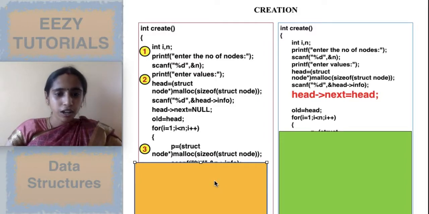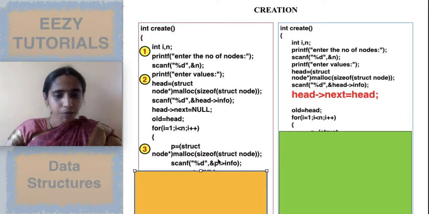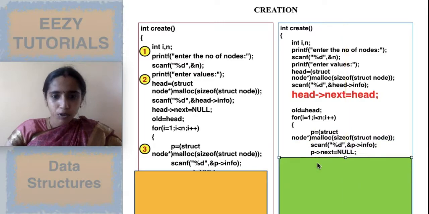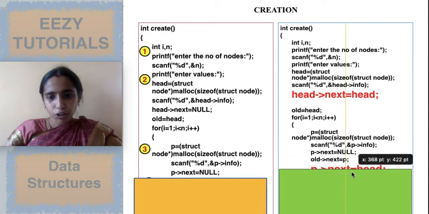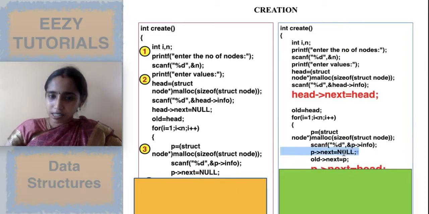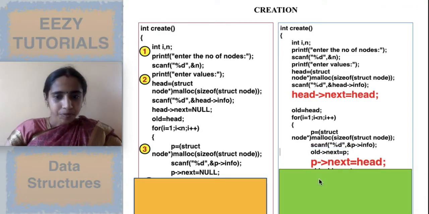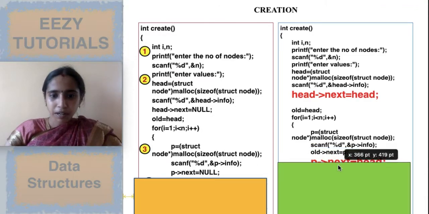So you have to scan the information part. So scanf("%d", &p->info). The same coding we will be doing here also. Here p of next is equal to null you will be putting. Here this is not needed. So just scan the information part alone.